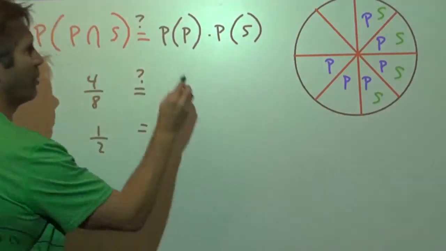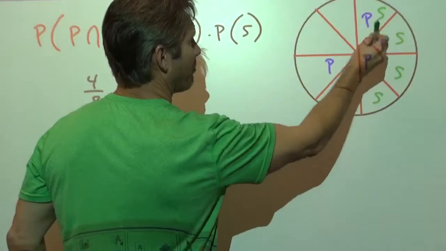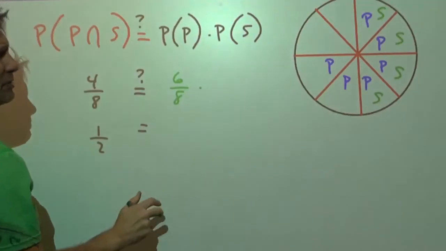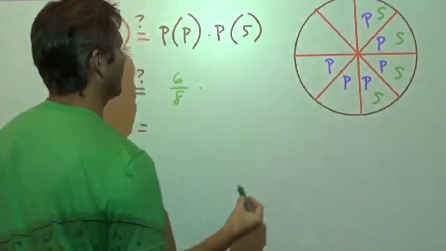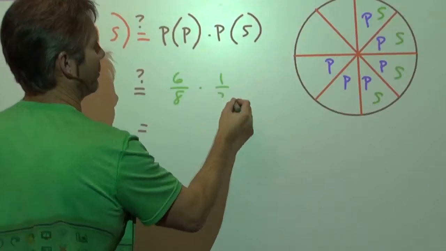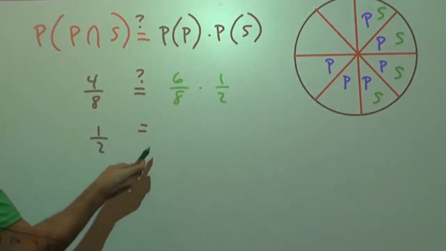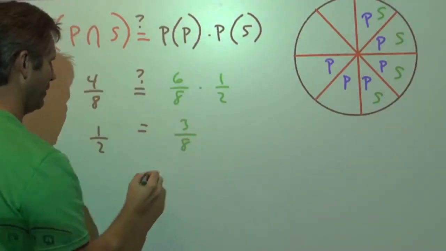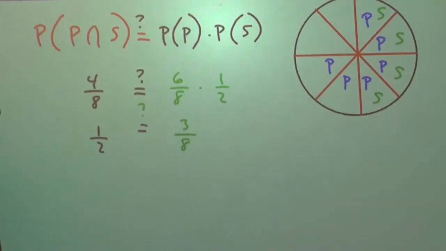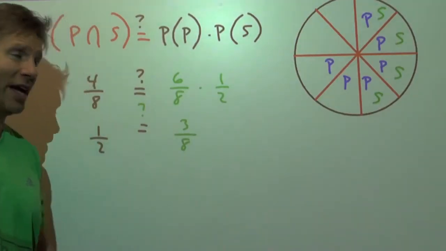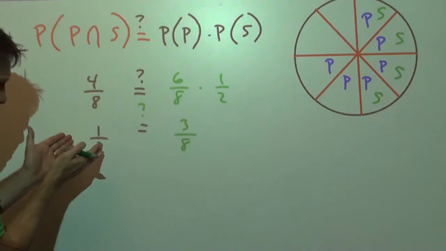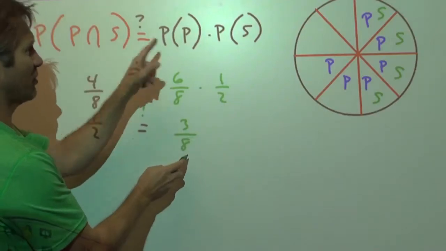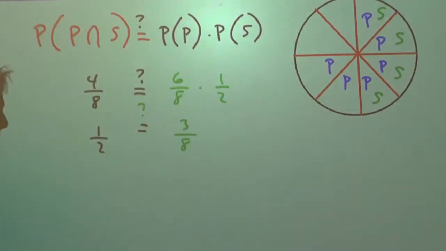Well, we multiply the probability of getting pepperoni. There are 1, 2, 3, 4, 5, 6 pieces with pepperoni out of 8. We multiply that by the probability of getting sausage. There are 1, 2, 3, 4 pieces out of 8 that have sausage. Let's write that as 1/2 to make it easier. When we take 6/8 times 1/2, we end up with 3/8. So is 1/2 equal to 3/8? No, it is not. Because the probability of getting a piece with both pepperoni and sausage is not the probability you would get by multiplying these probabilities together, they're not independent.